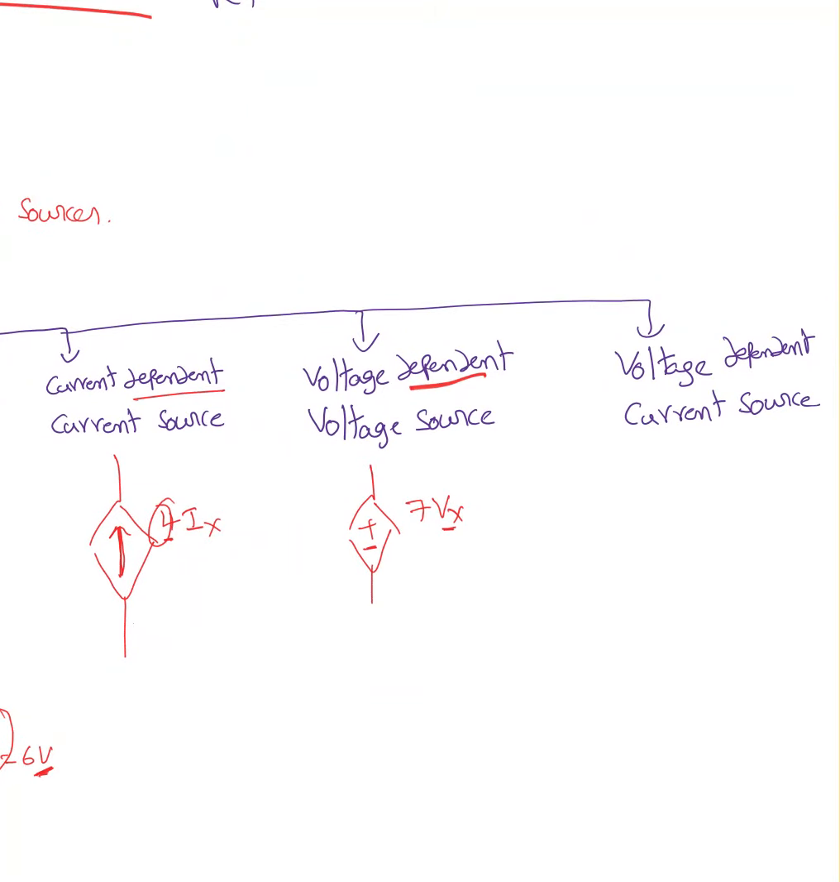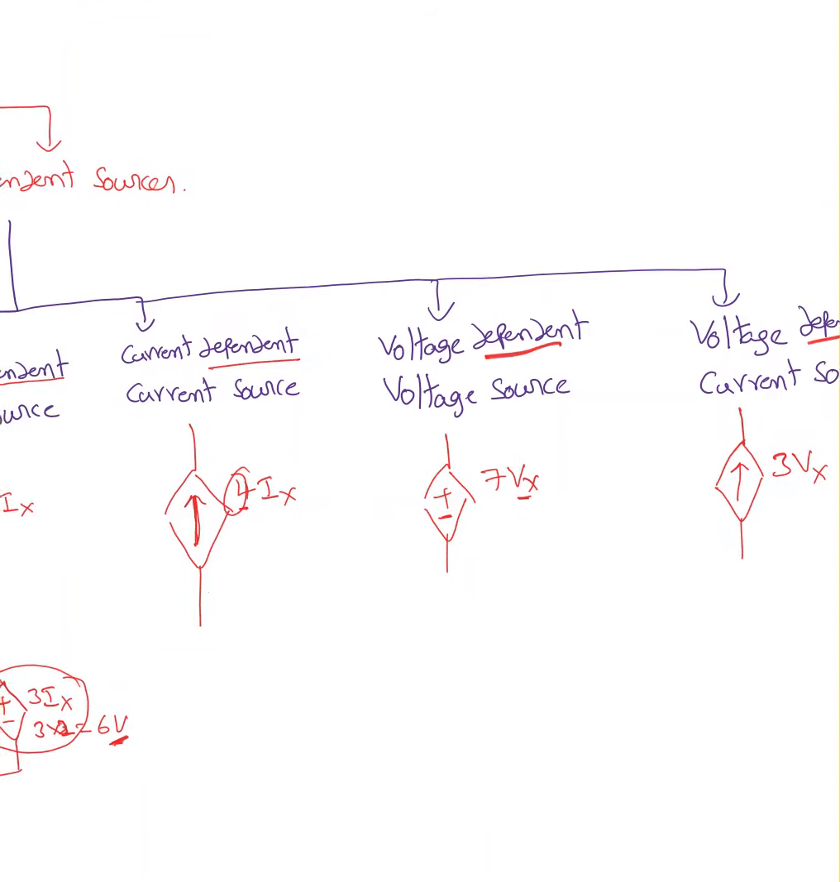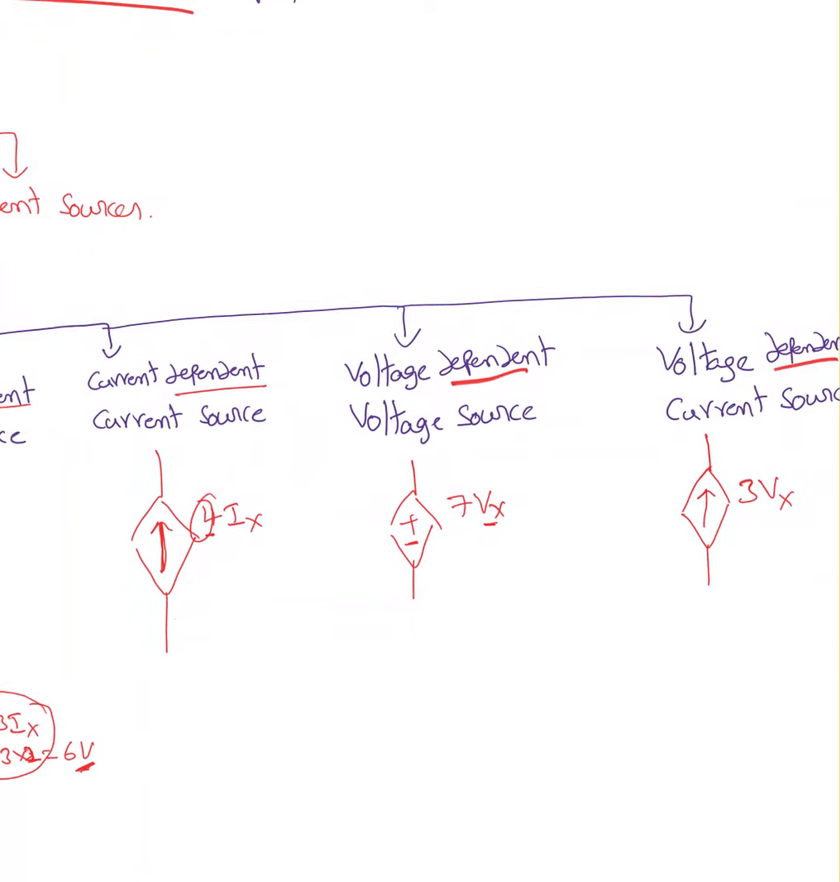And the last one is the voltage dependent current source. It's a dependent source, so we go with a rhombus. It is a current source, so definitely an arrow inside, and it depends upon the voltage: 3 times Vx or V1, where 3 is a hypothetical number. So this is the voltage dependent current source.